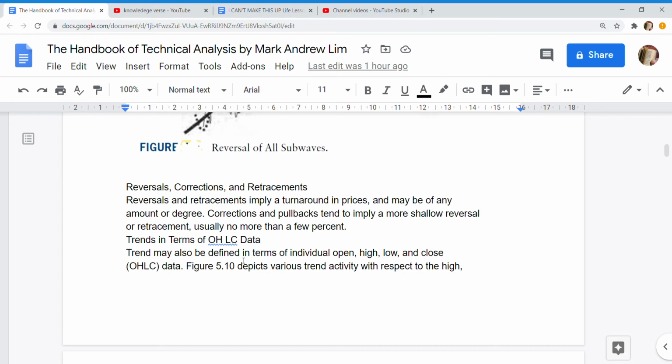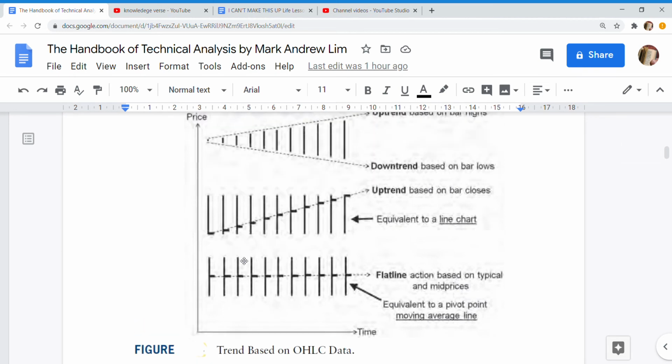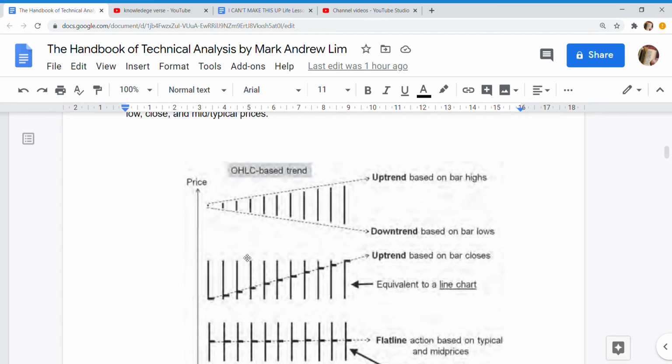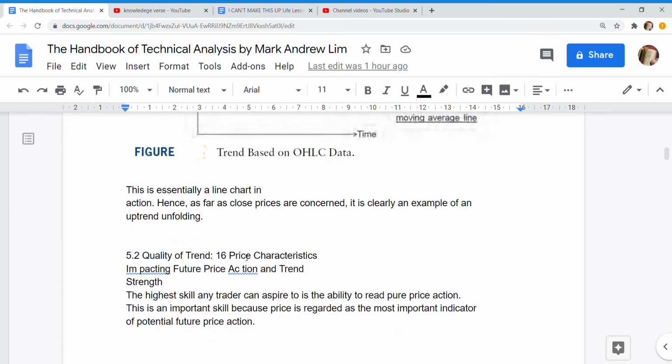Figure 5.10 depicts various trend activity with respect to the high, low, close, and mid typical prices. This is essentially a line chart in action. Hence, as far as close prices are concerned, it is clearly an example of an uptrend unfolding.